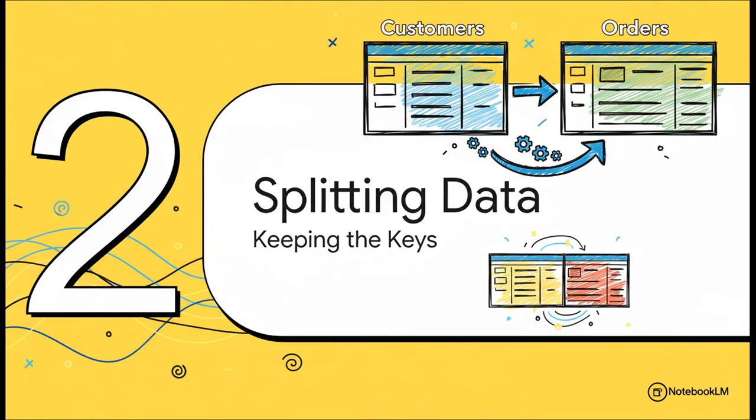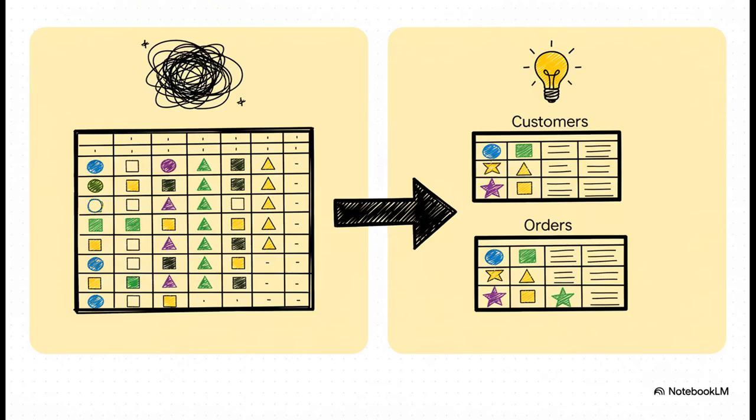Well, the solution is actually really elegant and incredibly powerful. We split our data up into nice, clean, logical, separate tables. And this right here, this is the aha moment. On the left, you've got that messy, repetitive table we've been talking about. But on the right, you have this beautiful solution. It's a process called data normalization. We just create two clean tables, one that only holds customer info and one that only holds order info. And just like that, all that repetition is gone.